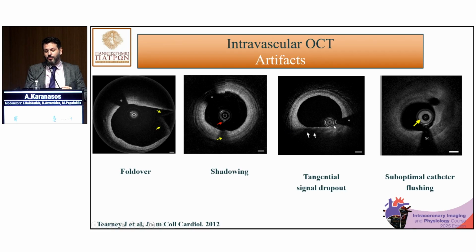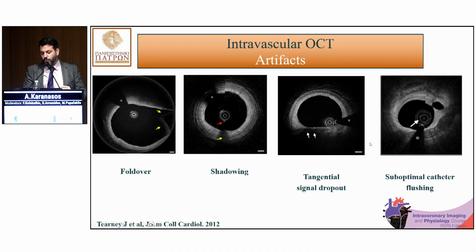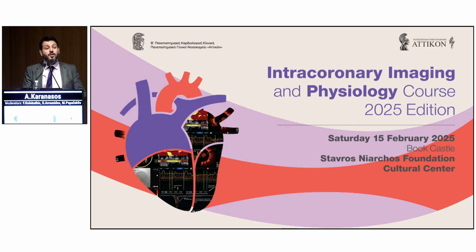Or when the catheter is too close to the vessel wall, we may have a tangential signal dropout, suggesting that there is a lipid pool that is not really there. And of course, when we flush the inside of the catheter, we can see much better. Thank you.